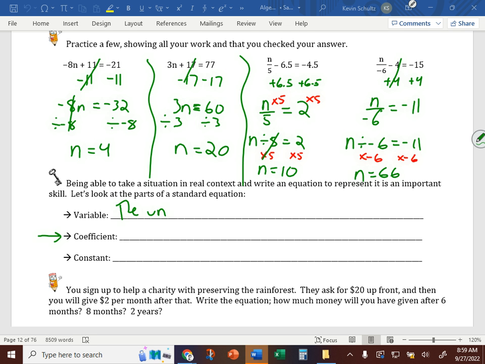Yeah, and I'll call it the unknown because it's usually a letter, but it can be a symbol. It can be just an empty space, right? But it's usually a letter, but it's an unknown. It's what we're solving for, right? It's the question that is being asked. The coefficient, we already kind of talked about that. The coefficient tells us how many of the variable we have.